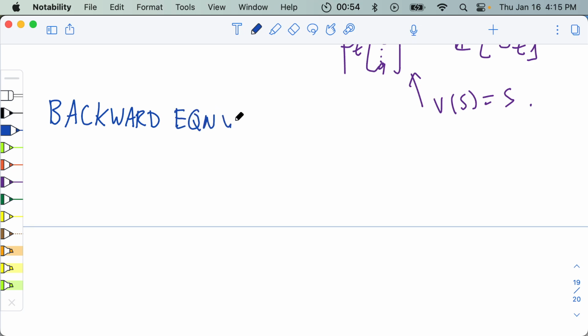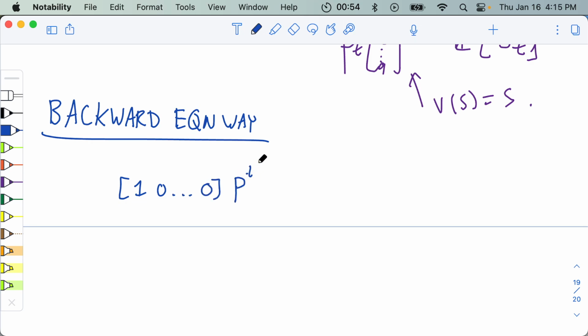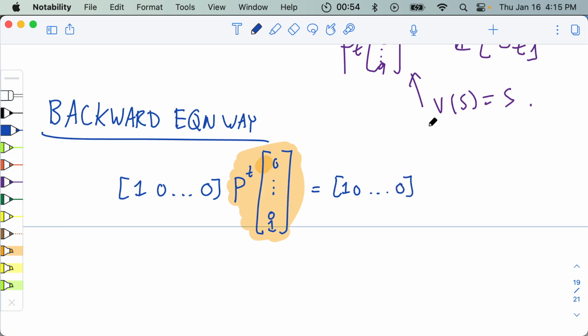In the backwards equation way, you start out again, we're doing the same problem: 1, and then all zeros, then P to the t, and then this vector is 0, 0, 0, 0, 0, 1. But instead of combining the first two, you can combine the last two. So you think of 1, 0, 0 as this row vector of probabilities, you keep that as it is, and you ask, what happens when you multiply the matrix P by a column vector on the right? You're doing multiplication with the matrix on the left and the column vector on the right.